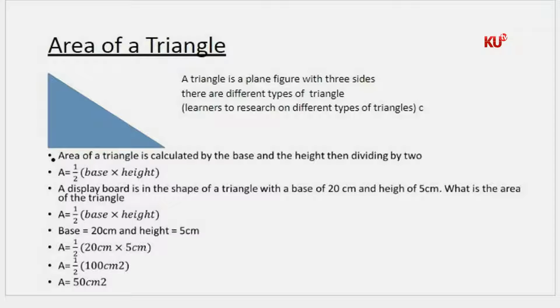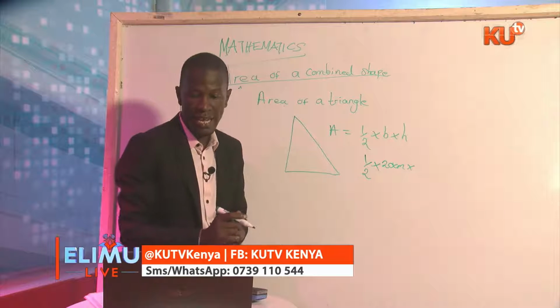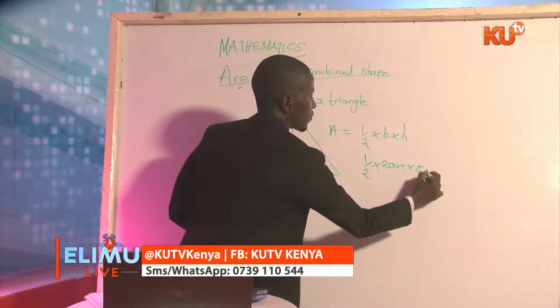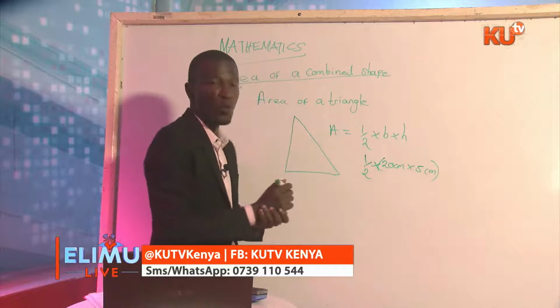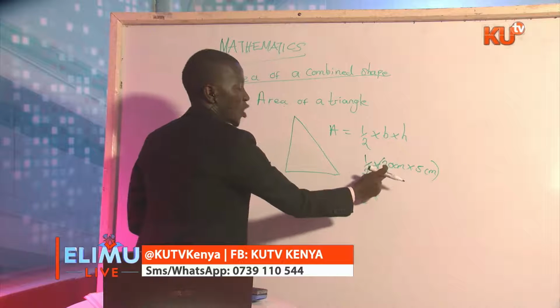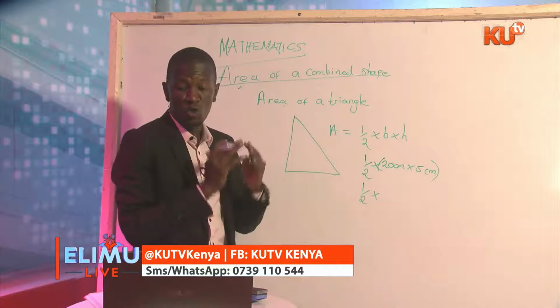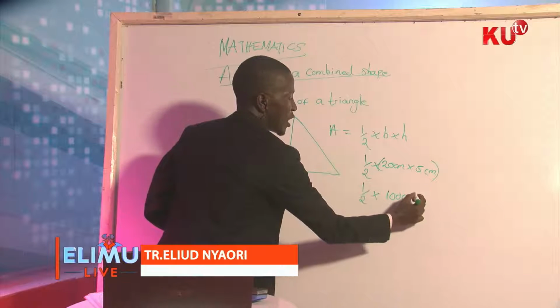So for us to find that area, we shall write the formula, a half times base times height. The base is 20, so we substitute: a half times base, our base is 20 centimeters, times height, our height is 5 centimeter. So you can put this one into bracket, then you multiply. You say a half times, work out what is in the bracket, that is 20 times 5. 20 times 5 gives us 100 centimeters square.